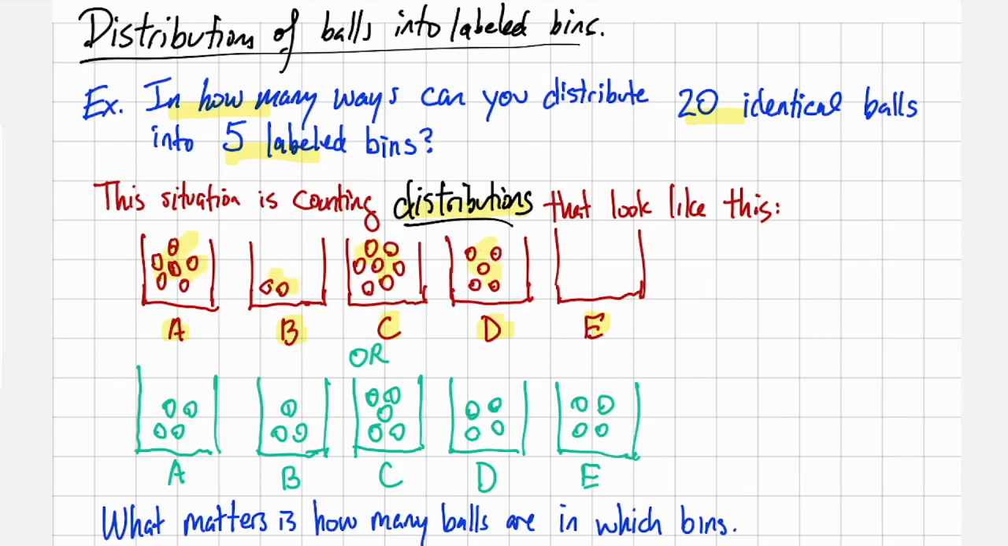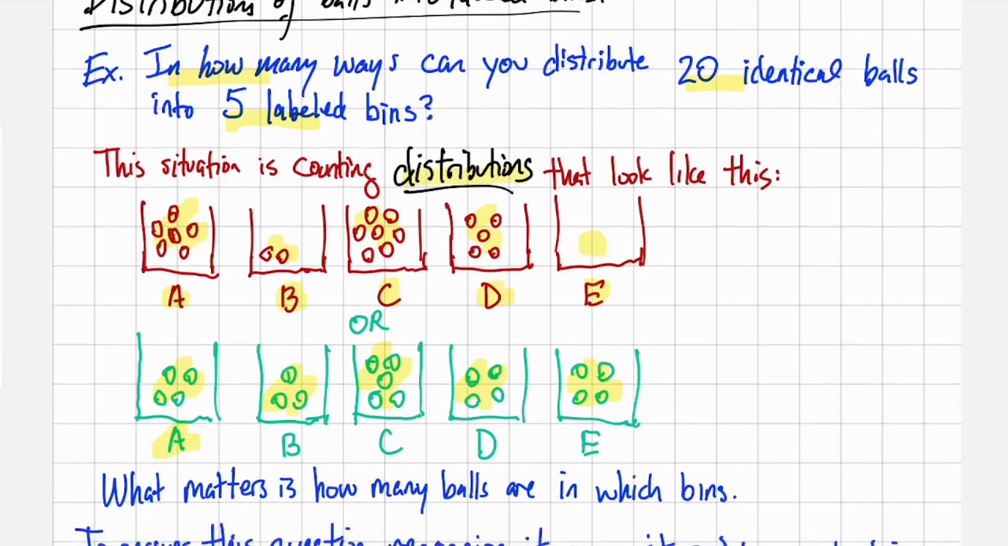Now there's 6 balls in the first bin, 2 balls in the second bin, 7 balls in the third bin, 5 balls in the fourth bin, and 0 balls in the last bin. That's a total of 20 balls put into these 5 different bins. Another distribution of the type that we're counting is this one. We have 4 balls in bin A, 3 balls in bin B, 5 balls in bin C, 4 balls in bin D, 4 balls in bin E. What makes one distribution different from another is how many balls are in each bin.